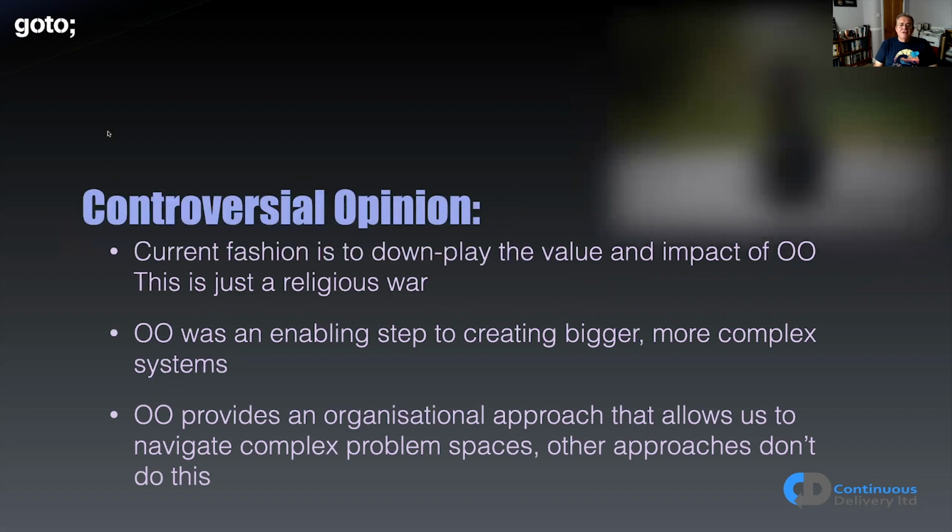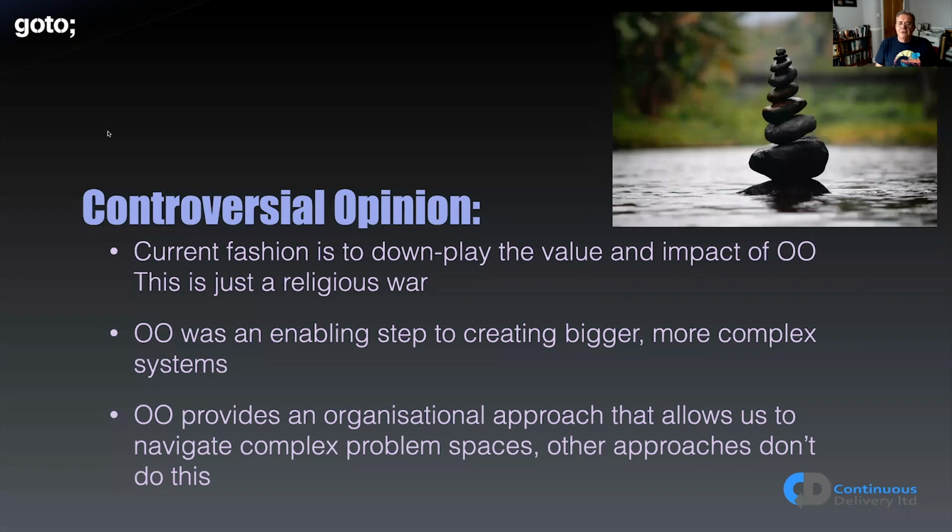So a controversial opinion, as I said, I'm an old school OO programmer, is that the current fashion to downplay the value and impact of OO is primarily a religious war. I've heard people say that OO failed, and I think that's just nonsense, because OO allowed us to build different, more complex kinds of systems. If you look at any modern operating system, and most modern systems, at some level, there are ideas that were taken from OO thinking at their heart. OO was an enabling step.